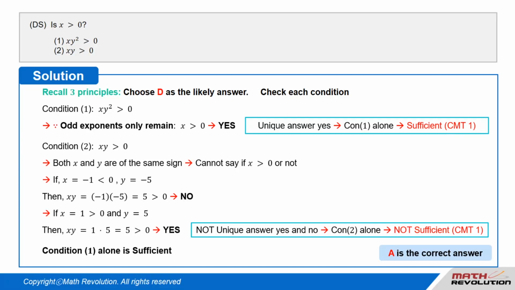Condition 1 alone is sufficient. Thus, A is the correct answer. Answer A.